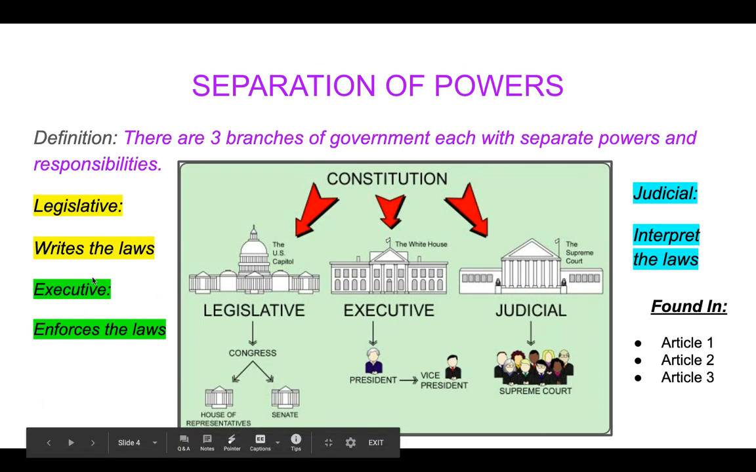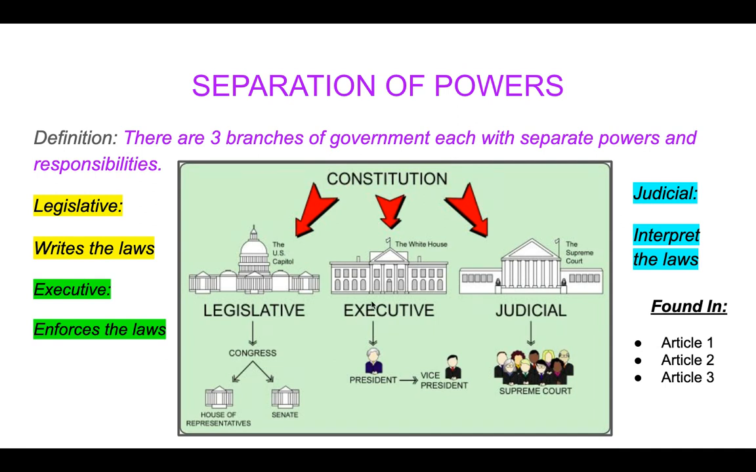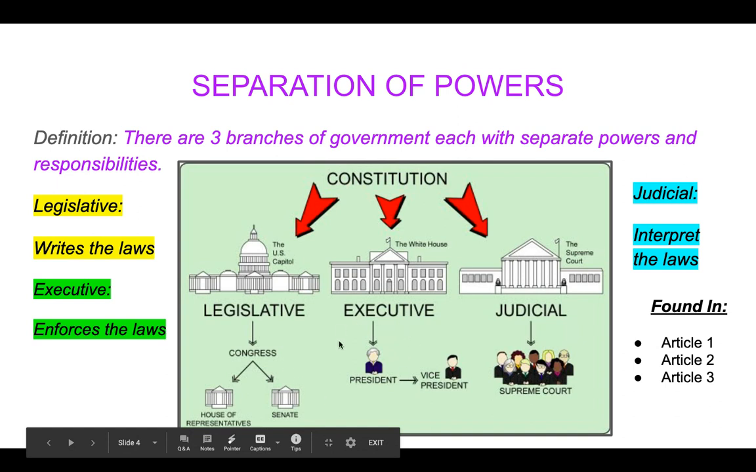The executive branch's job is, you wrote a law. I may not like the law, but you wrote the law, so I have to follow the law. The judicial branch is if somebody says, hey, this law is not constitutional, and I was arrested or fined or punished for breaking this law.